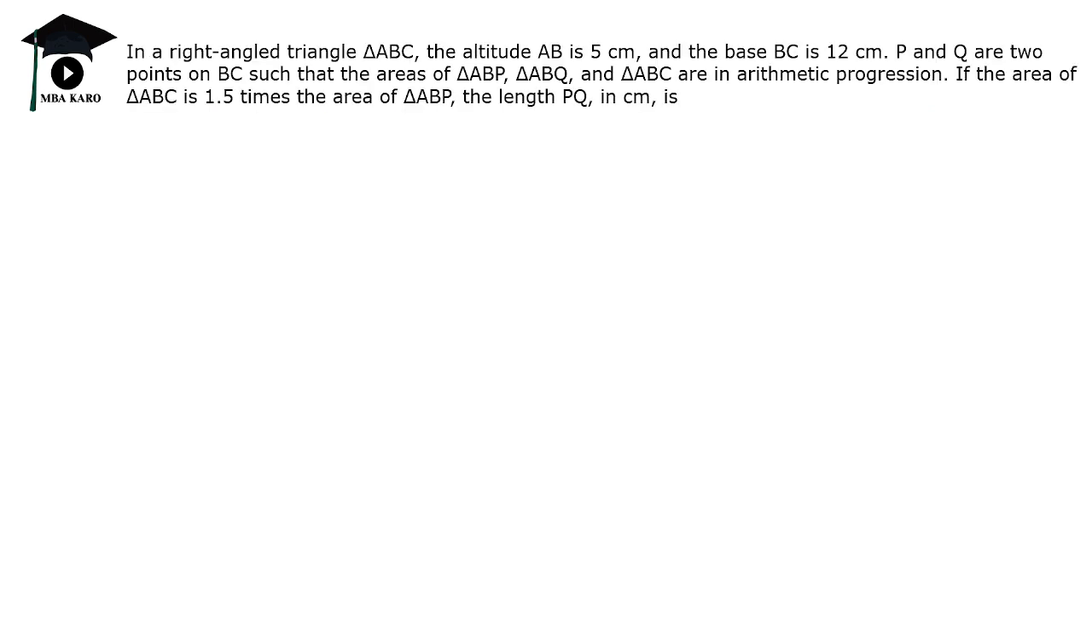In a right angle triangle ABC, the altitude AB is 5 centimeter and the base BC is 12 centimeter. Let us draw the triangle like this. This is ABC. So AB is 5 and this is 12. Now we are given that P and Q are 2 points on BC such that the areas of ABP, ABQ and ABC are in arithmetic progression.